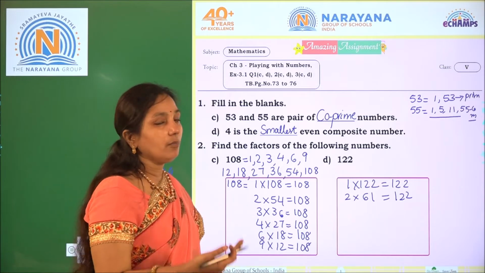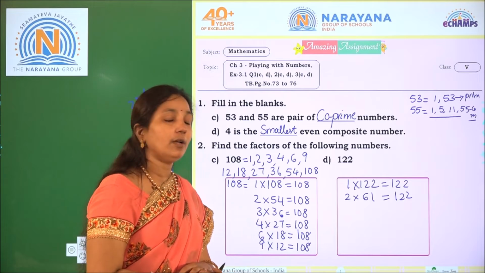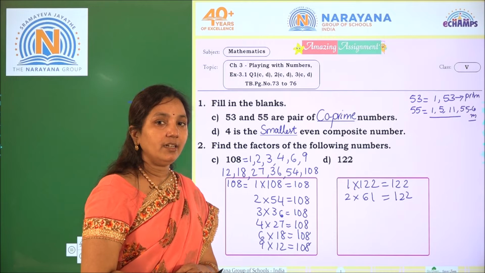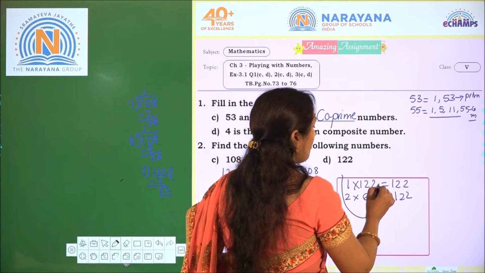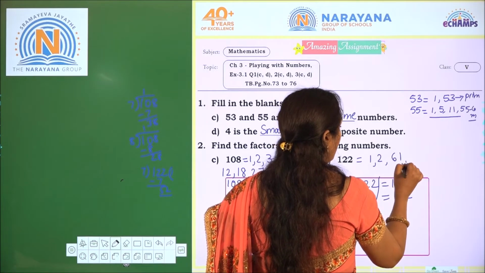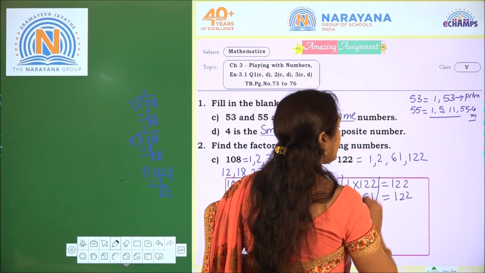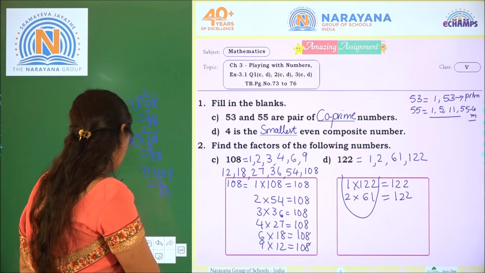No other tables after 10, like 11, 12, 13, 14, 15, up to 61. So these are all the factors of 122: 1, 2, 61 and 122. Got it? Coming to the next one.